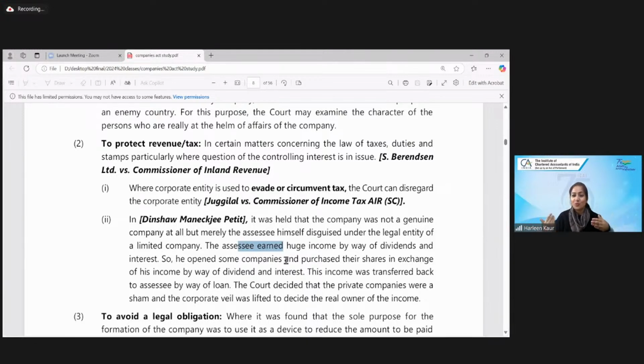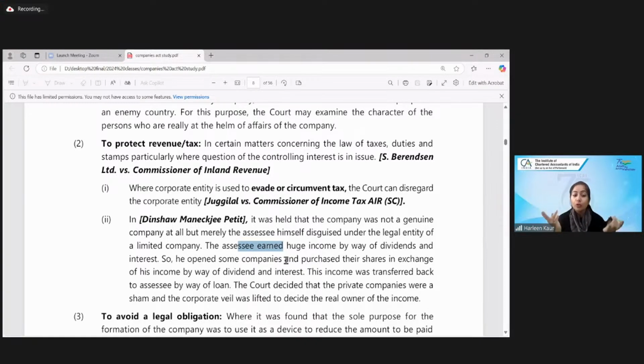Company is different. Shareholders are different. Please go and get hold of my 4 private companies, because companies have their own corporate insulation. Why should I be caught? My companies should be caught. So law said, don't try to act smart. You are the person behind all these things that you're doing. Therefore, the corporate veil was lifted, and those 4 private companies and Mr. Dinshaw were treated as one, and action was taken against the real owner of the income.